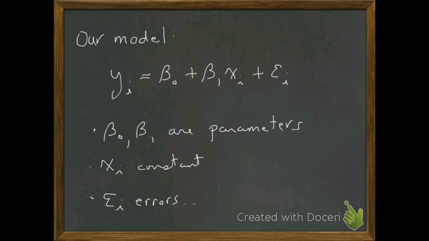And for our errors, we know that these things are independent. We don't want systematic errors. And they follow a normal distribution, mean 0, variance sigma squared.